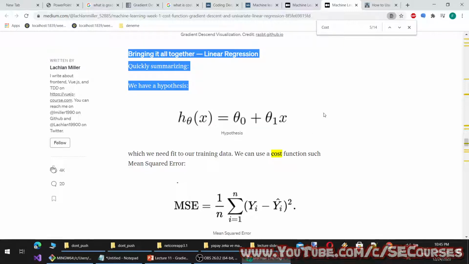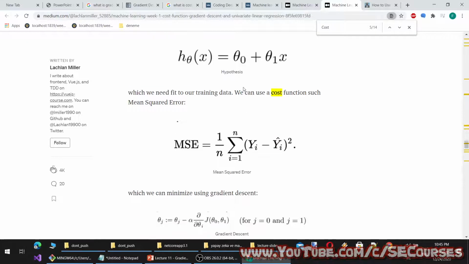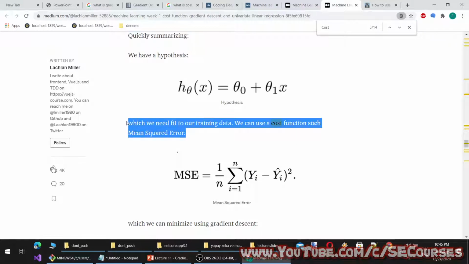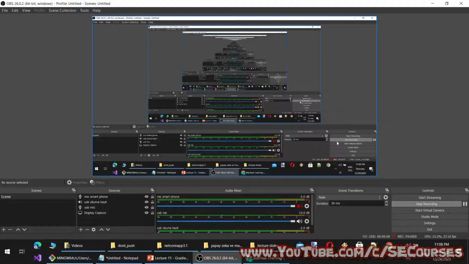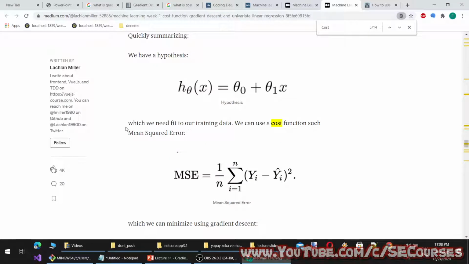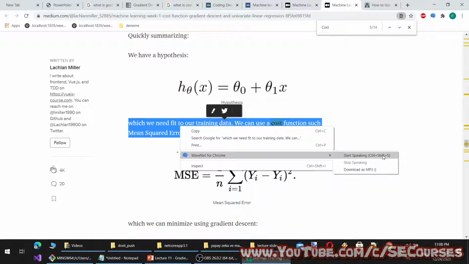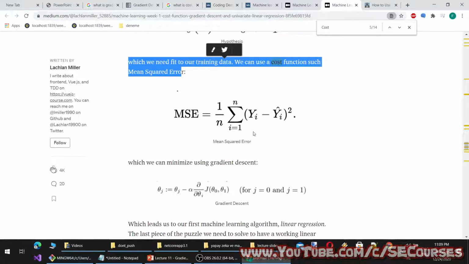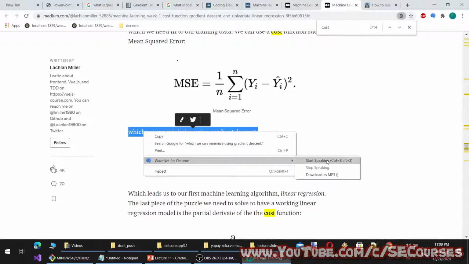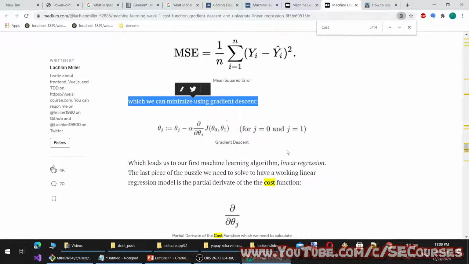Bringing it all together, linear regression, quickly summarizing: we have a hypothesis. Okay, so our hypothesis is like this, which we need to fit to our training data. We can use a cost function such as mean squared error, like this, which we can minimize using gradient descent.